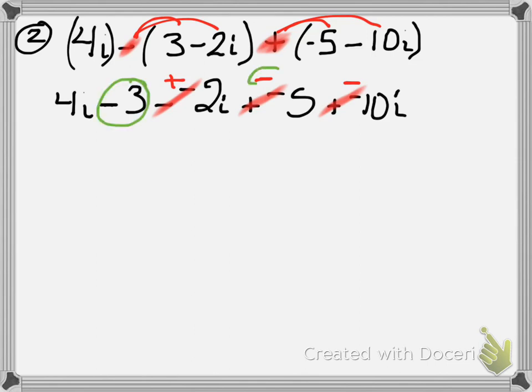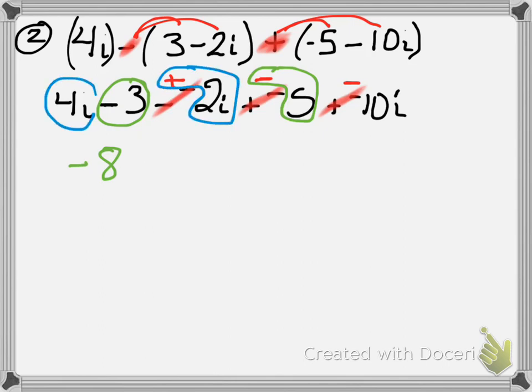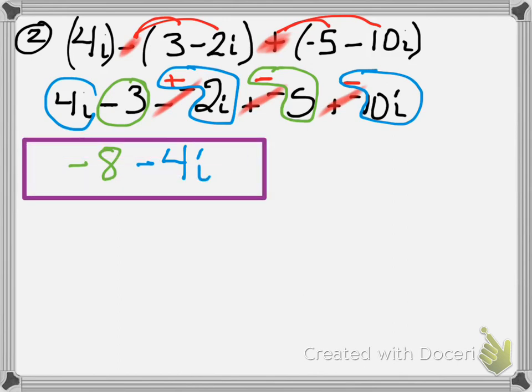You have a negative 3 minus 5, making it a negative 8. You have a 4i plus 2i, creating 6i, minus 10i, negative 4i. So that's your answer. Your real part comes first, your imaginary part comes second.